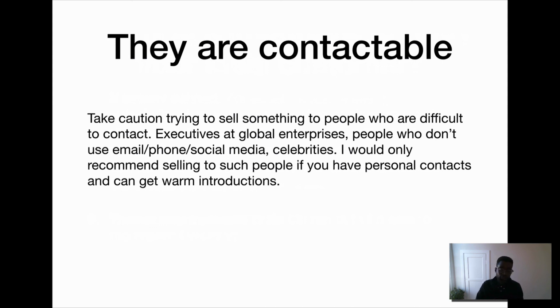So those are the tips on how to find your ideal customer. Make sure that it's narrowly defined. Make sure that you have a problem and a product that actually solves that problem. Ensure that they have the money to buy what you are selling and ensure they're contactable. And that way you will find your ideal customer.